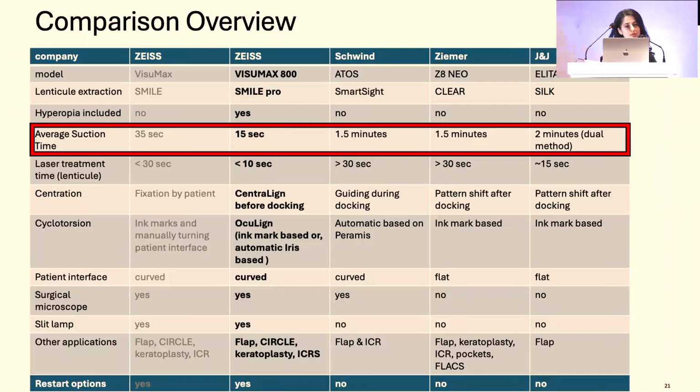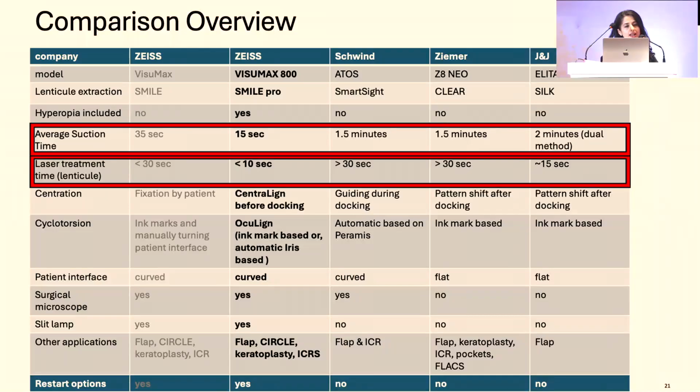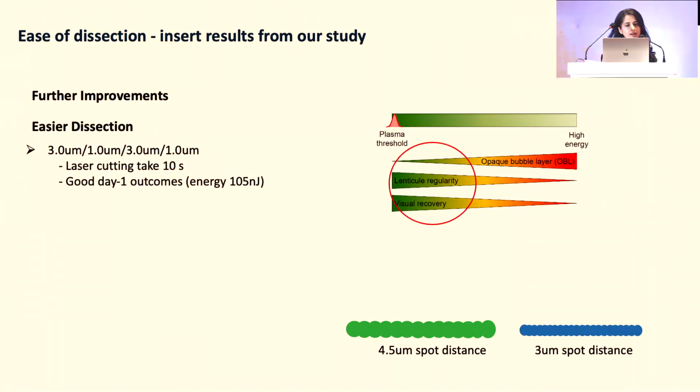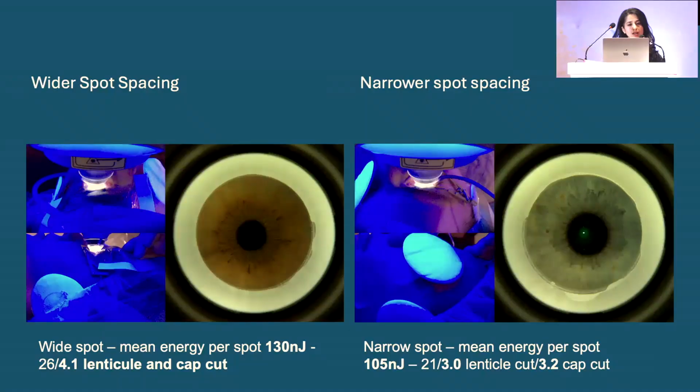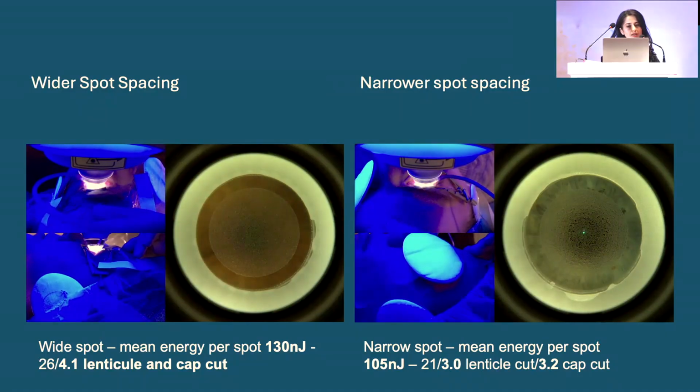No subconjunctival hemorrhages with a corneal applanation. And of course, the treatment time being the shortest of all the different second generation CLEX lasers. There is some evidence to show that perhaps smaller spots closely together with a lower energy leads to better visual outcomes day one. I did do a study looking at this and comparing the two bubble patterns.